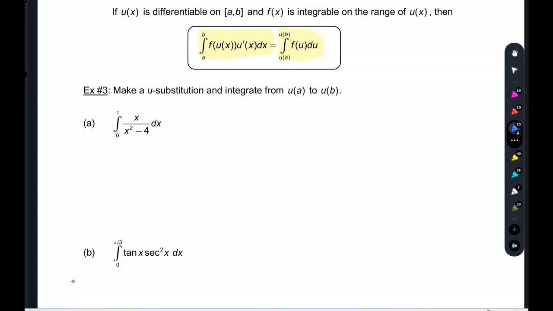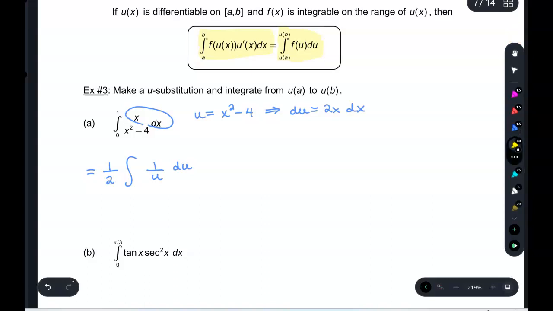Here, I see that I'm going to have to do a u substitution. So in this case, I'm going to let u equal x squared minus 4, which makes du equal 2x dx. Now I see I have an x and a dx, so ultimately I'm going to have to compensate for the 2 by multiplying by a half. And then I'm going to make this 1 over u du. But you see my original limits of integration were 0 and 1. I can't put 0 and 1 here because I've now changed the variable.